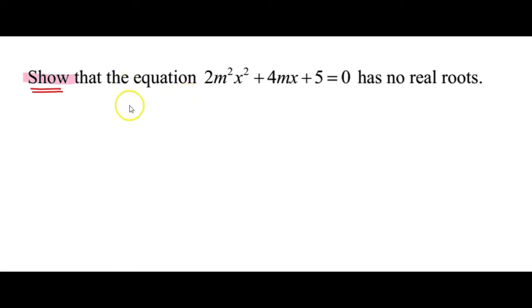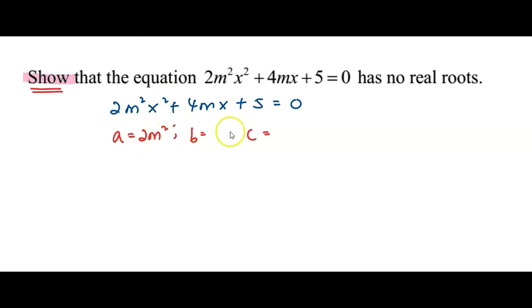So start from writing down the quadratic equation. And we have to determine which one to be the value of A, B and C, so that we can substitute into our discriminant later. So here we have A, the coefficient of the x squared, that is 2m squared, and B will be 4m. C is equal to 5.